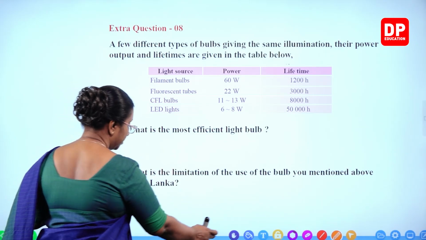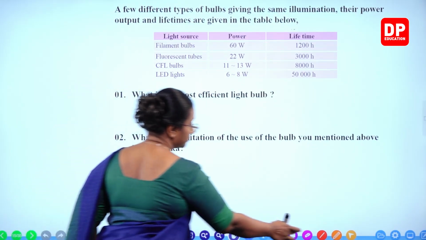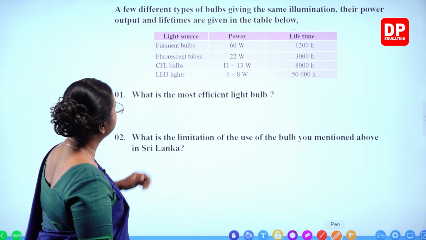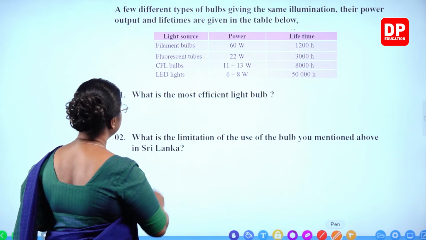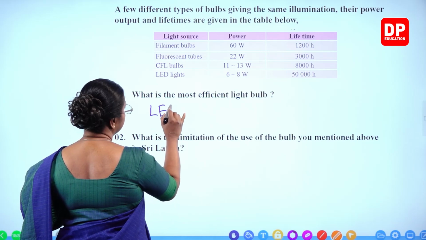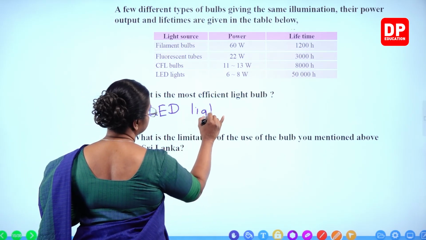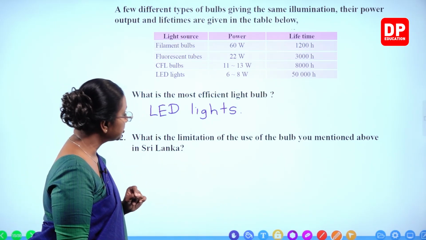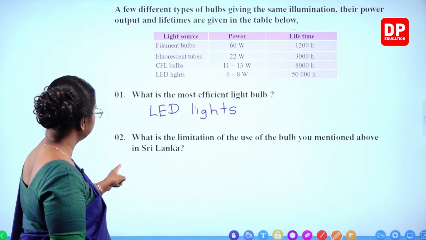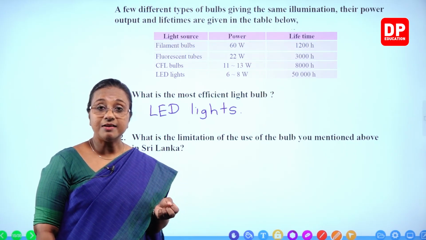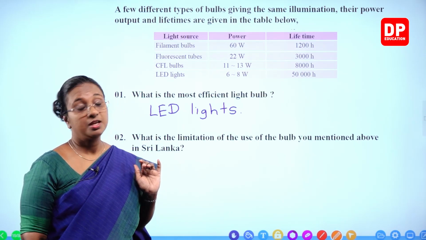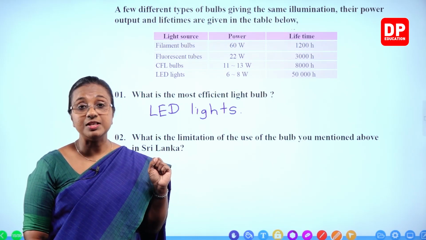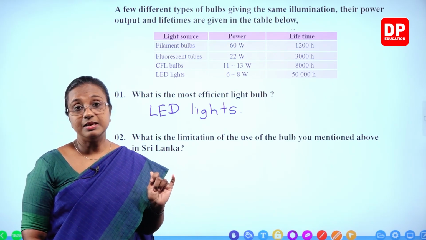So then, to answer the questions, first one, what is the most efficient light bulb? So like I said, it is the LED lights. Second one, what is the limitation of the use of the bulb you mentioned above in Sri Lanka? Now in our country, what is the limitation? Now if you compare all 4 bulbs, the filament bulbs are comparatively cheaper than a LED bulb.